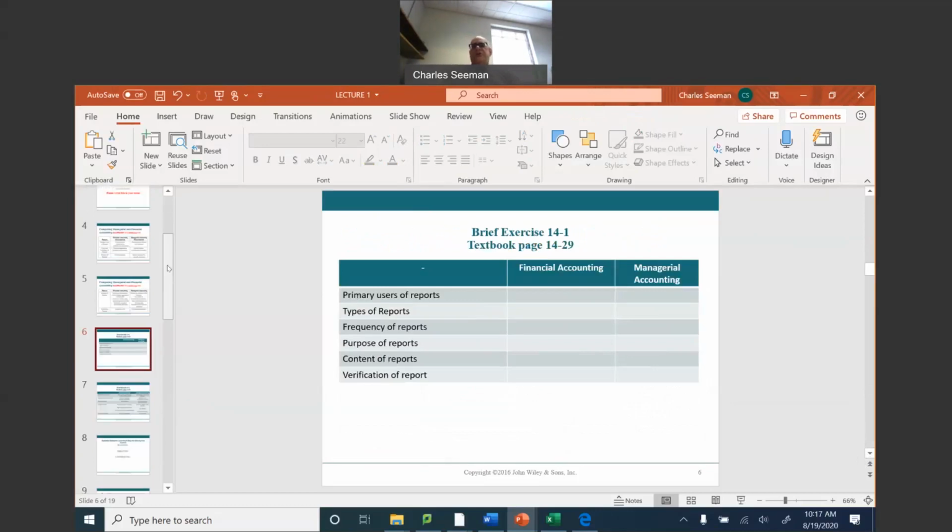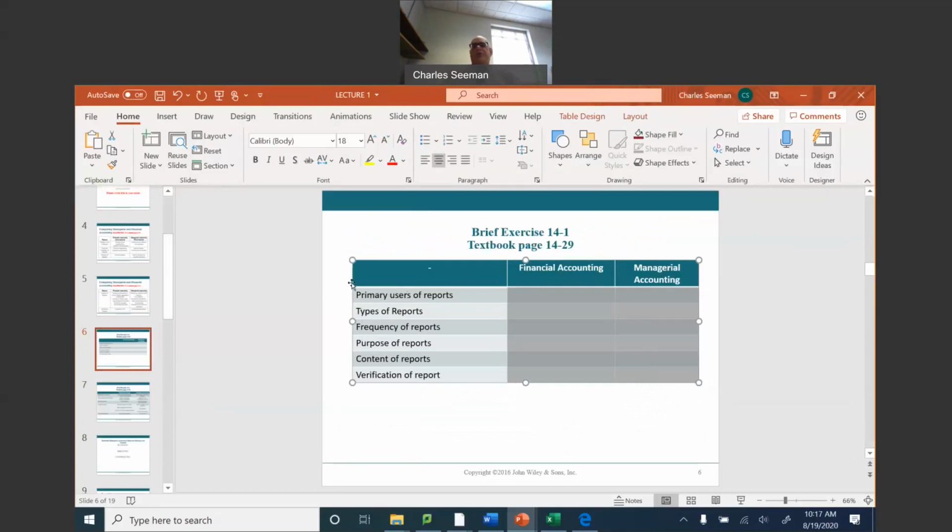So let's go through a little exercise. Okay, so the primary users of reports for both financial accounting and managerial accounting. Think to yourself, I'll give you a couple of minutes. Think to yourself as to who the primary users of reports are. If you don't know, look back. This is extremely important. This is also very testable.